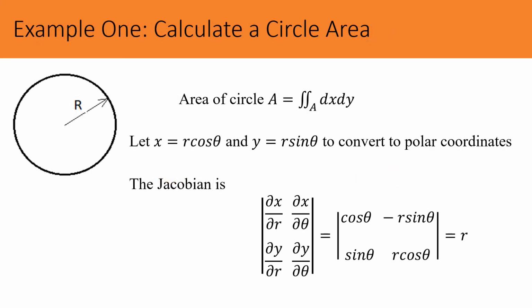Example 1. Calculate a circle area. Let's do an integral to calculate the area of a circle, transforming the xy plane to the r theta plane. The new variables r and theta are related to the old variables x and y by the equations x equals r times cosine theta and y equals r times sine theta. The Jacobian of this transformation is shown on the slide, which equals r.